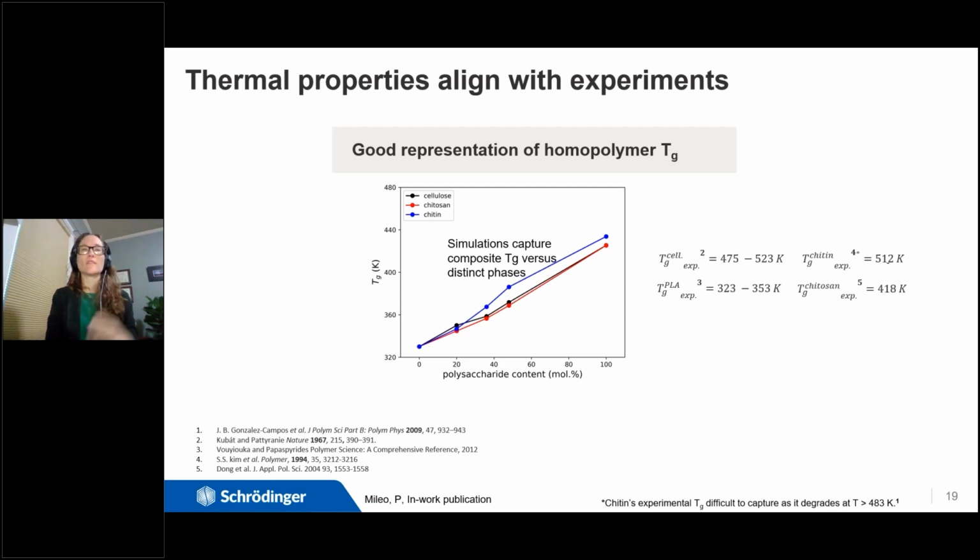For the polylactic acid and the 100% polysaccharides, we get a good capture of what that glass transition temperature is. In the mixtures, we have phase-separated systems, so we would expect 2 TGs. What we see in the simulation is more of a composite TG because of the rate that we're using for these glass transition temperature simulations. But you see that the simulated TG aligns between the 2 homopolymers, so it's capturing the mixture percentage of those 2 components.